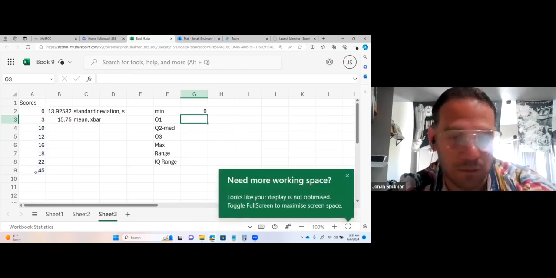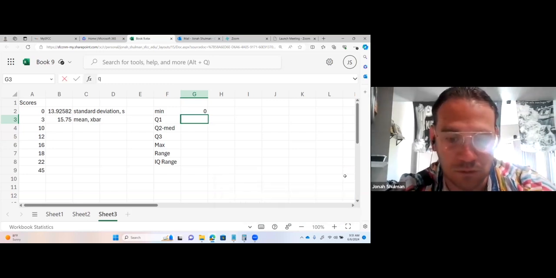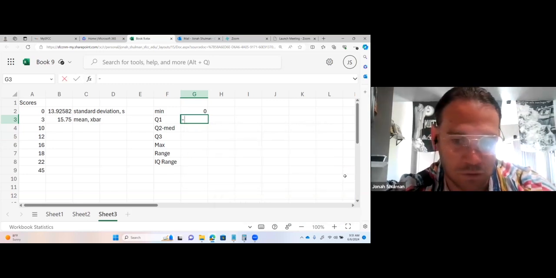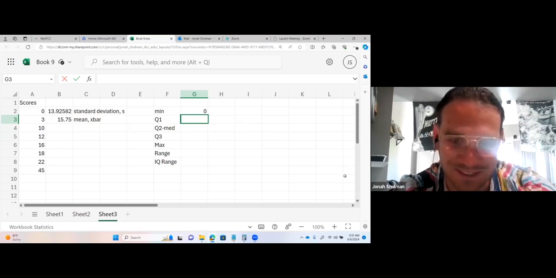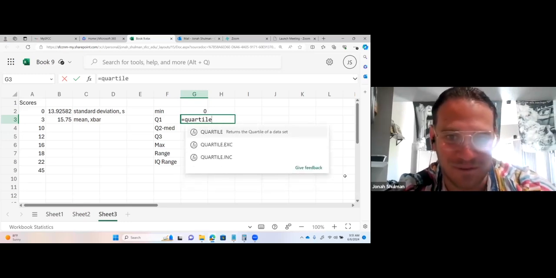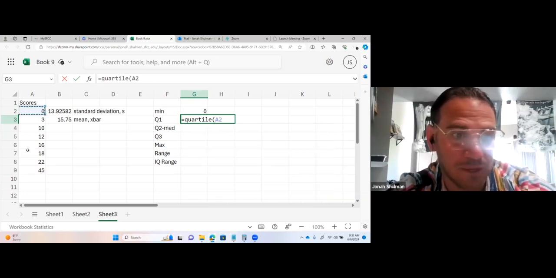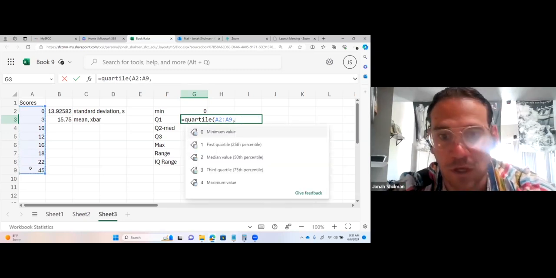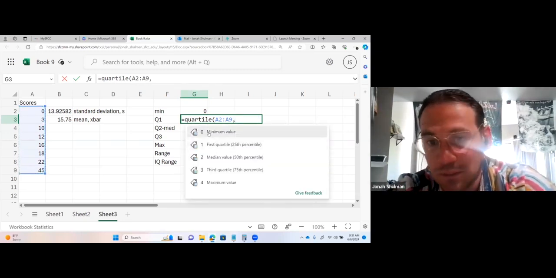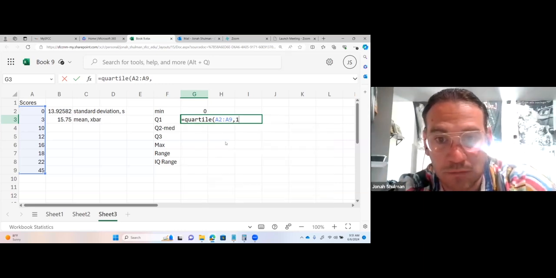Our Q1. This one's annoying to write. Nope, I don't need a max space. We can do equals quartile. And we need the array, which we know is from A1 to A9, but then you also need something else. You have to say which quartile it is. Notice that if I put 0, it would give me the minimum. 1 is the first, 2 is the second, 3 is the third, 4 is the max, but I'm just going to put a 1.